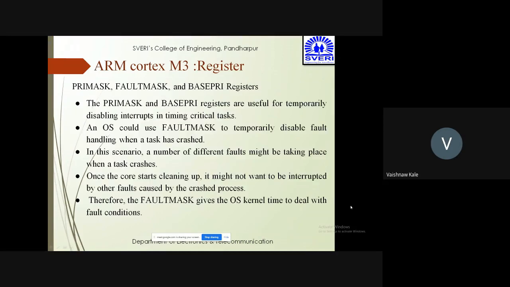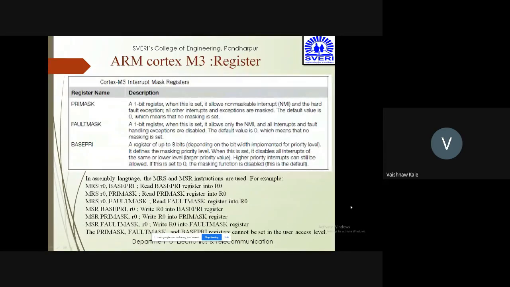Primary mask and BASEPRI registers are useful for temporarily disabling interrupts in timing critical tasks. The fault mask is to temporarily disable fault handling when a task has crashed. Once the core starts cleaning up, it might not want to be interrupted by other faults caused by the crash process. Therefore, the fault mask gives the OS kernel time to deal with the fault condition. So this is the PRIMASK, FAULTMASK, and BASEPRI. And how you can read and write all these special registers is given here. MRS जहाँ जहाँ पर है वहाँ पर वो read हो रहा है. MSR जहाँ जहाँ पर है वो वहाँ पर write हो रहा है.